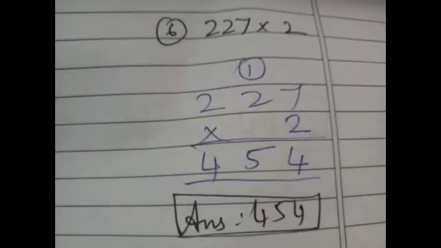One more example sum: 227 multiplied by 2. Need to say the 2 table. First start from the ones place. 2 7s are 14. 4, and 1 should be carried over to the 10th place. 2 2s are 4. 4 plus 1 is 5. Next, 2 2s are 4 in the 100th place.